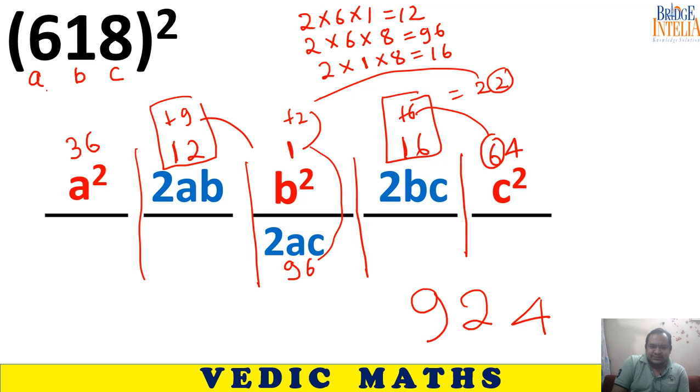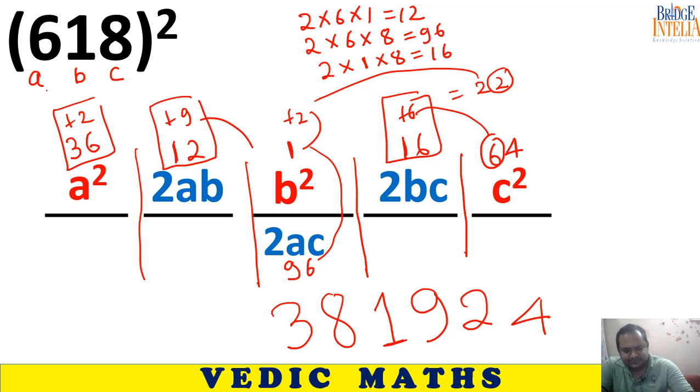Now 12 plus 9 is equal to 21. So we cannot write 21. So we will write only 1 digit. So 1 and 2 is carried forward. 36 plus 2 is 38. So answer is 381924. Let's verify.